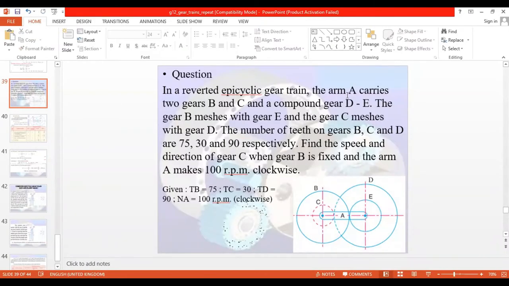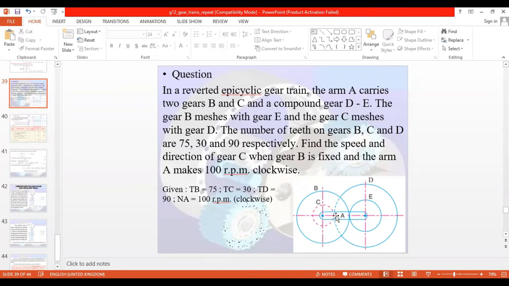In a reverted epicyclic gear train, the arm A carries two gears B and C, and a compound gear DE. Here DE is a compound gear, and B and C are two gears. Gear B meshes with gear E, and gear C meshes with gear D. You can see this from the picture.